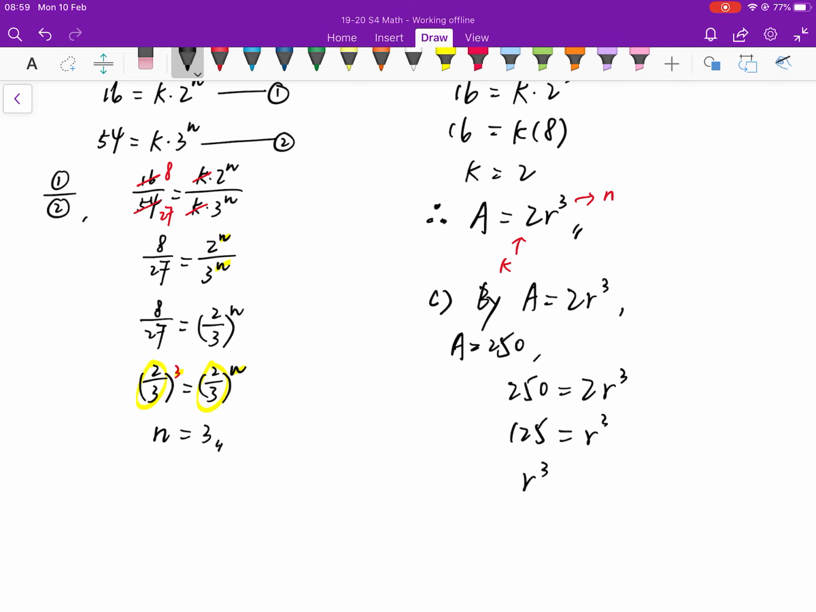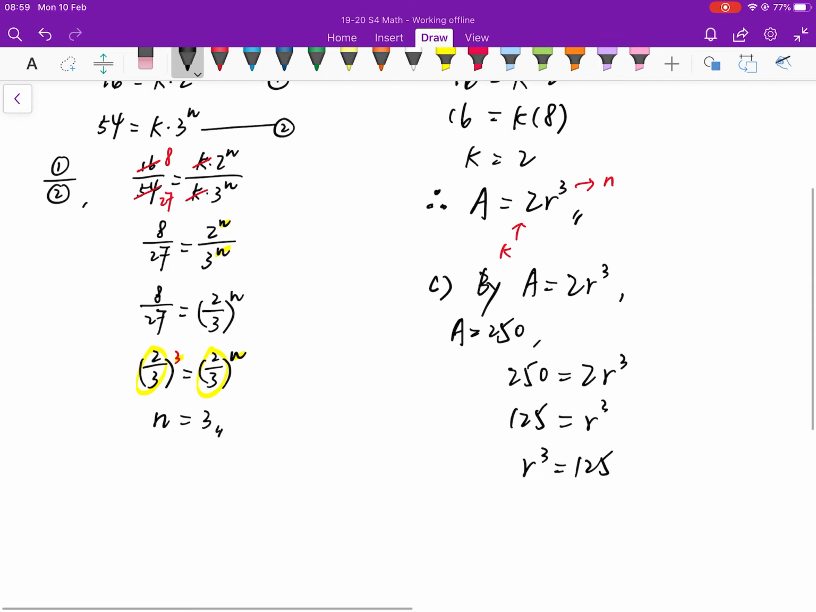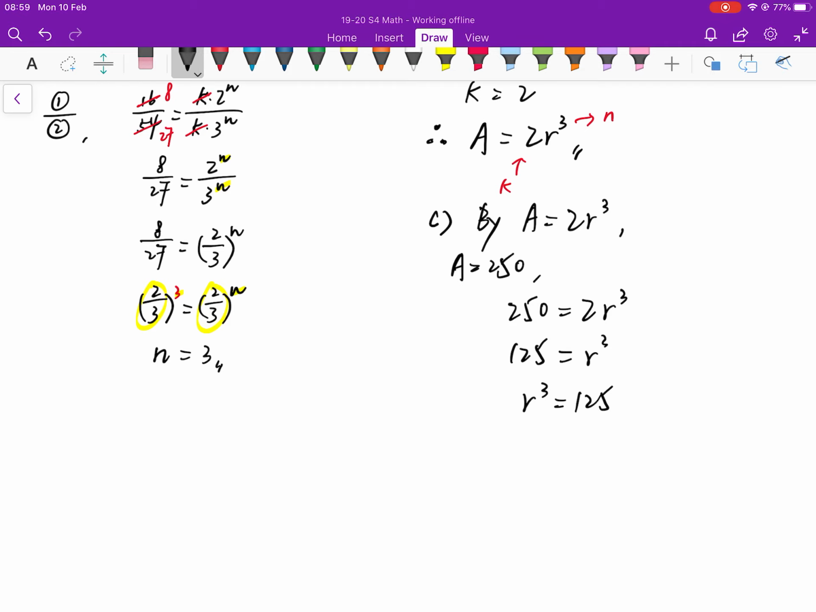And finally, we solve for r by taking the cube root of 135, and the result will be 5.